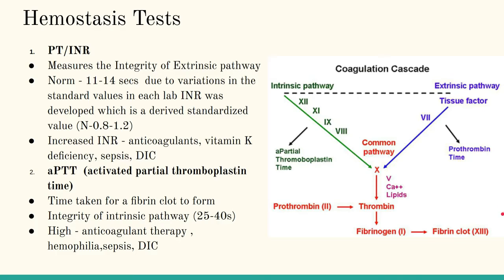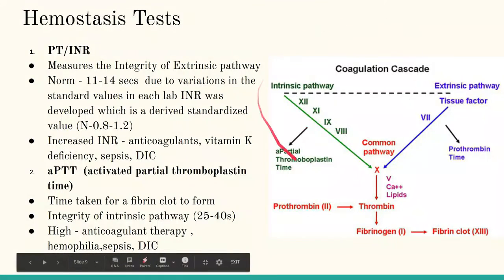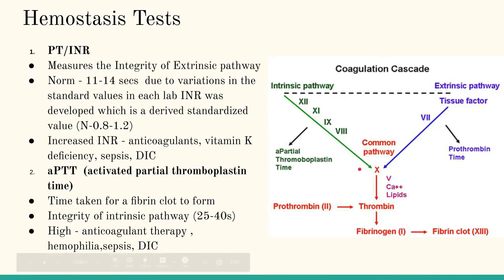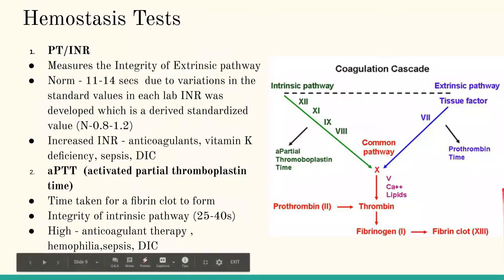PTT, or activated partial thromboplastin time, which measures the integrity of the intrinsic pathway. The normal value is about 25 to 40 seconds, and it would increase in, again, anticoagulation therapy, hemophilia, sepsis, and DIC. Moving on to fibrinogen.